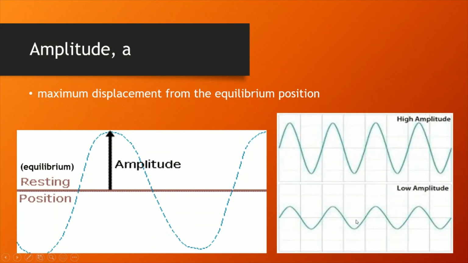Look at these two graphs. What can you say about these two graphs in terms of amplitude? This is the equilibrium position, so this is the amplitude. Compared to this, this is the equilibrium position, and this is the amplitude. So you see the difference? This is low amplitude. This is high amplitude.